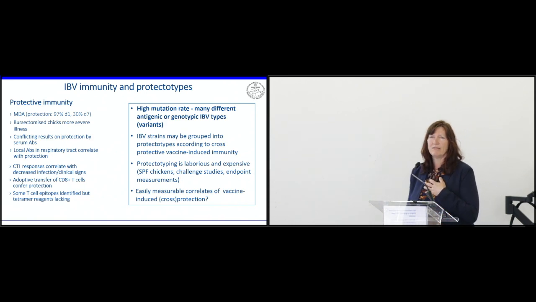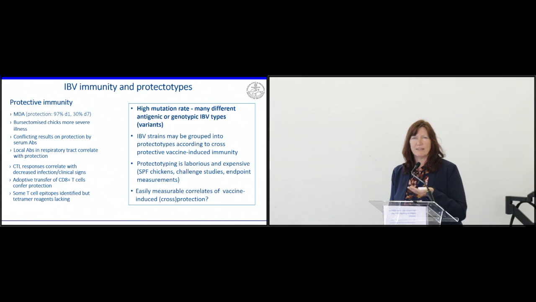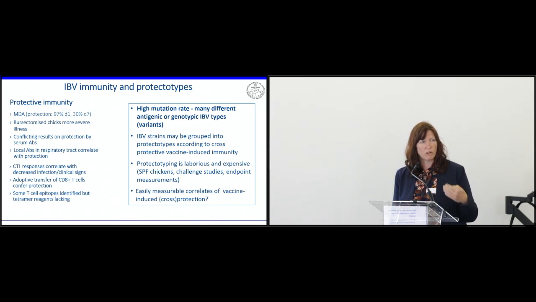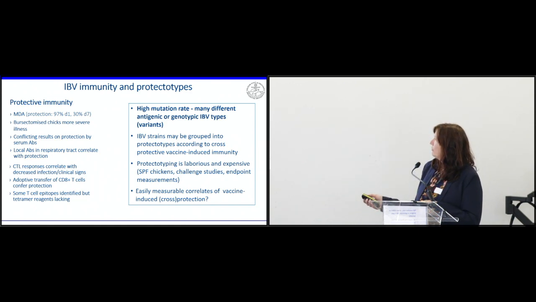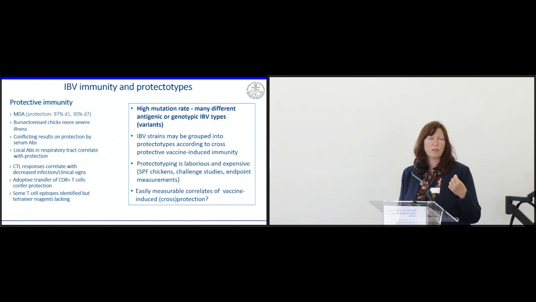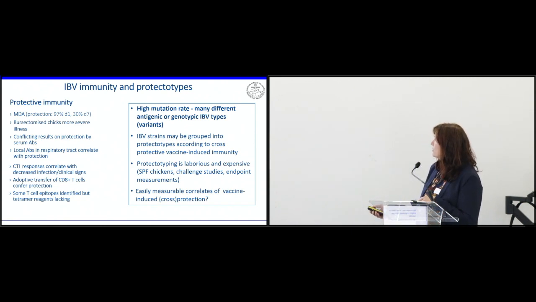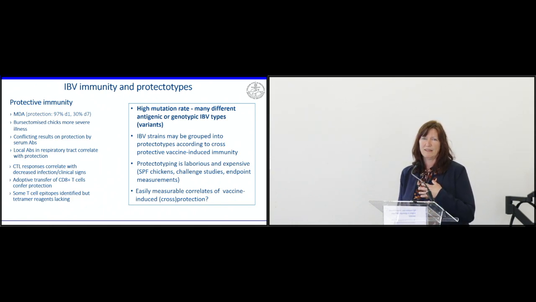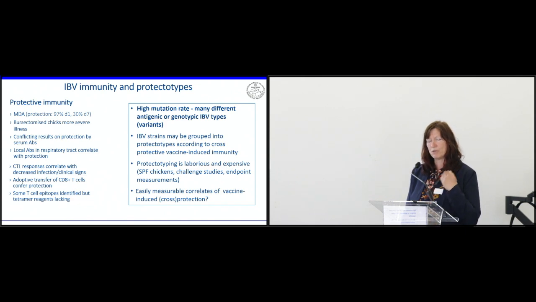But what has been done, there is no easy way of doing it, but when we try to assess if a vaccine is protective against the heterologous strain of virus, it is done by these protector typing experiments, where you vaccinate with one strain and you challenge with another, and it's really, really laborious. You need to use SPF chickens, you need to challenge, you need to have endpoint measurements, and it is actually a lot of work to come up with the protector type matrix.